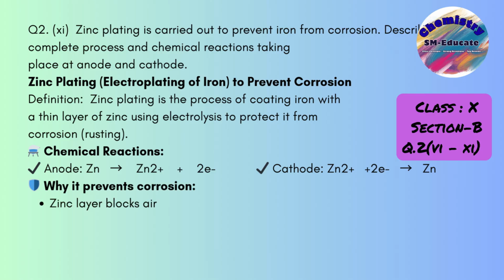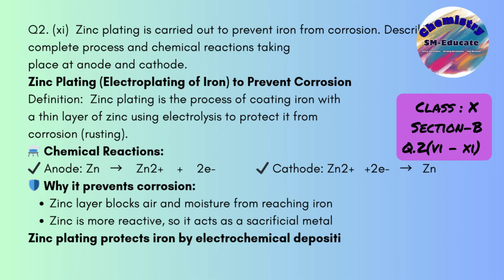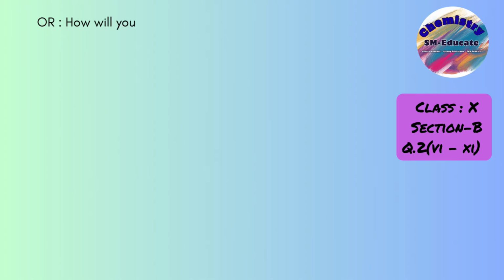Why it prevents corrosion. Zinc layer blocks air and moisture from reaching iron. Zinc is more reactive, so it acts as a sacrificial metal. Zinc plating protects iron by electrochemical deposition of zinc, where zinc oxidizes at the anode and deposits on iron at the cathode, preventing rusting.